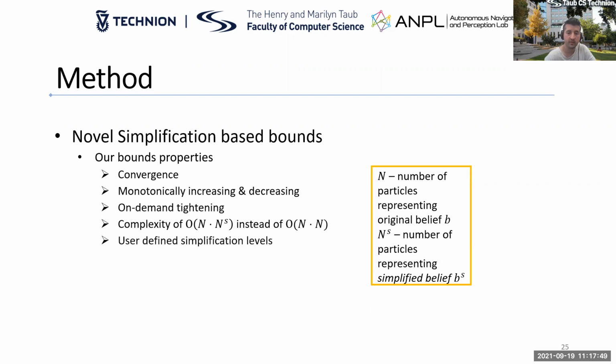Simplification levels are user-defined, which helps us with the incremental tightening scheme. The bounds structure allows a reuse of calculation, moving from one simplification level to another. And finally, worst-case time analysis suggests time complexity is equal to the original reward calculation, meaning no time loss whatsoever.